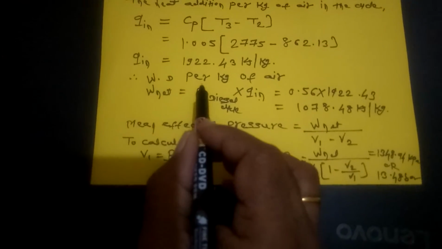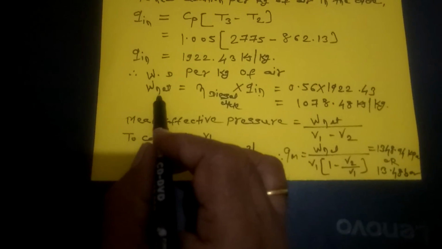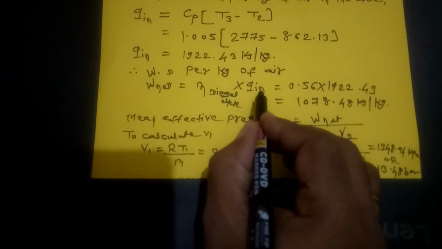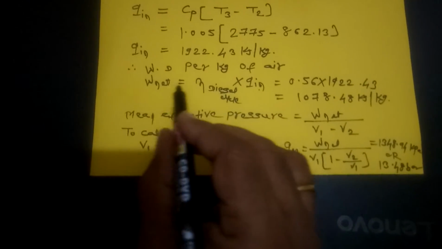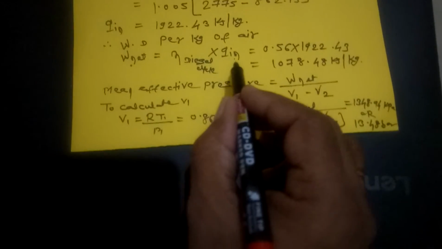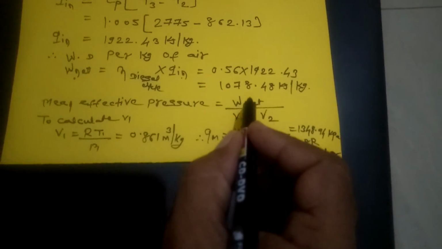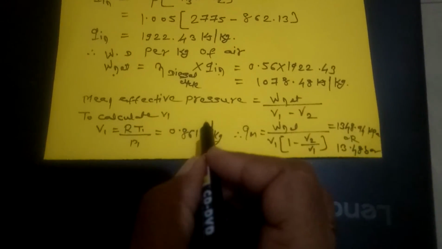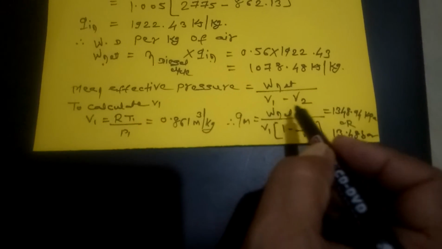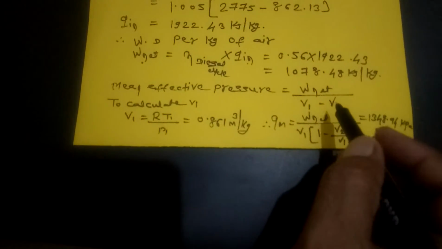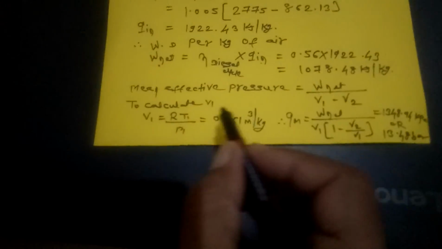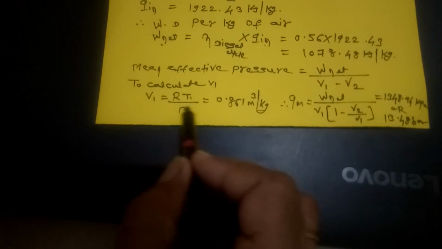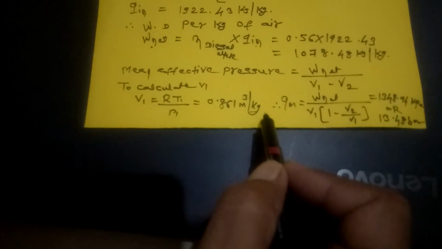Similarly, work done per kg of air, to calculate W net. W net is equal to efficiency of diesel cycle multiplied by heat added in the cycle. So with this formula we will calculate the W net. So that comes 1078.48 kilojoule per kg. So mean effective pressure during the cycle is W net divided by V1 minus V2. Here we don't know the value of V1, so we can calculate V1 by knowing this equation, RT1 by P1. So V1 value is 0.861 meter cube per kg.